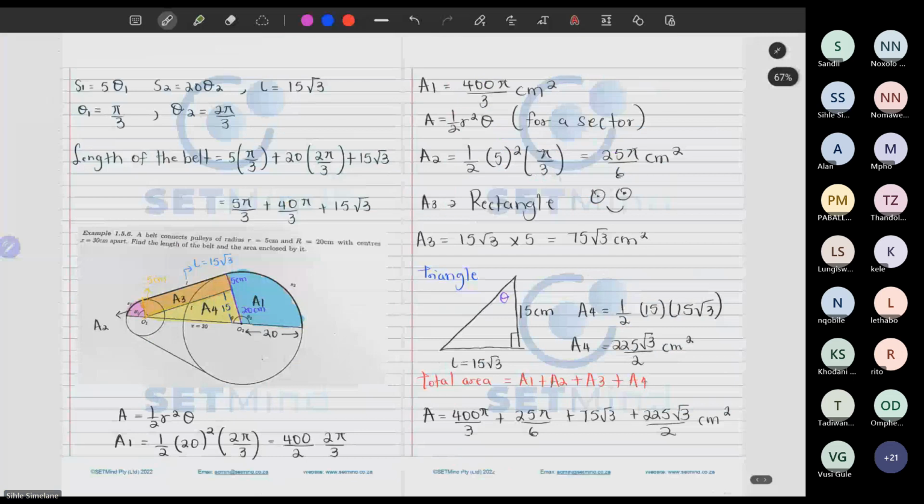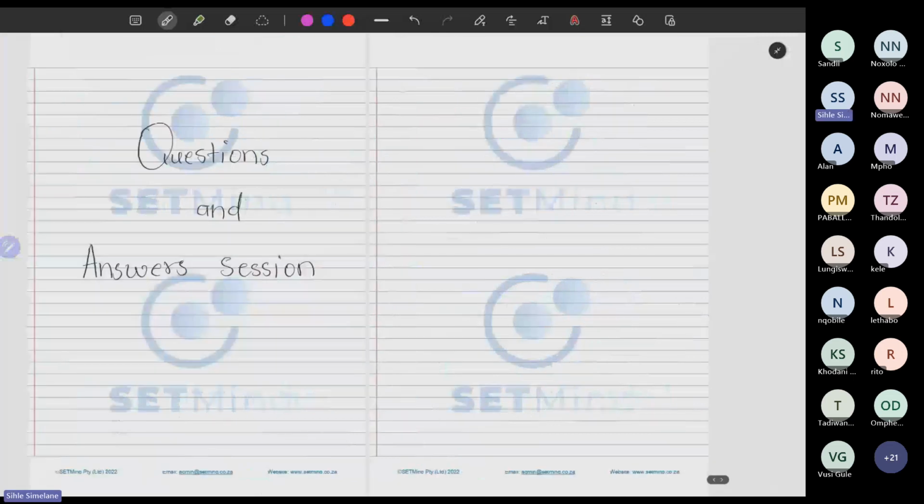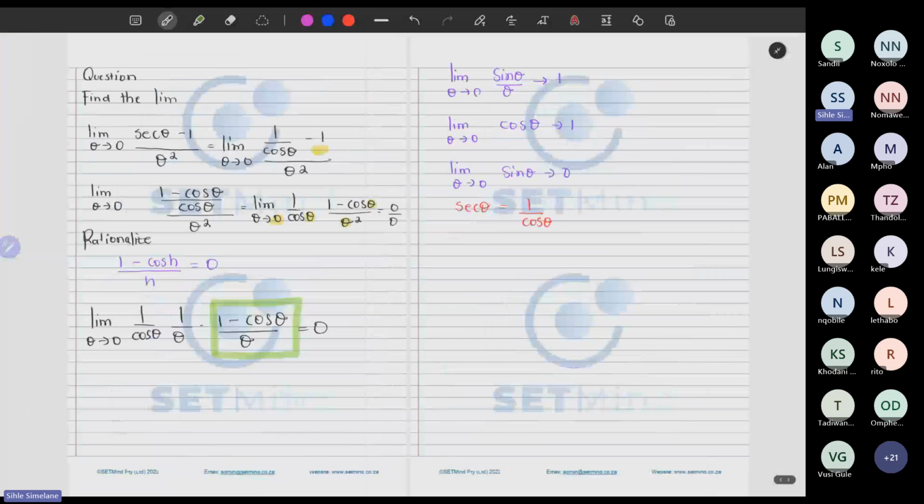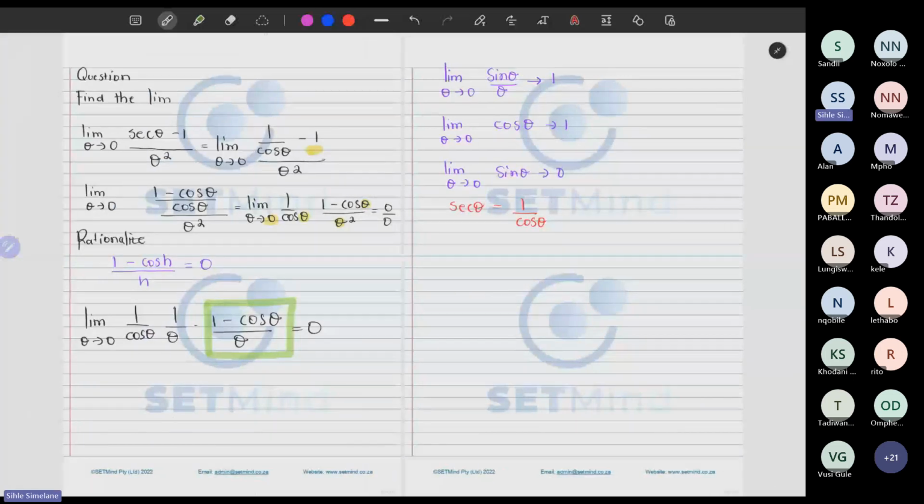For that, did this thing delete my other notes? Oh, here they are. I should have made a copy.